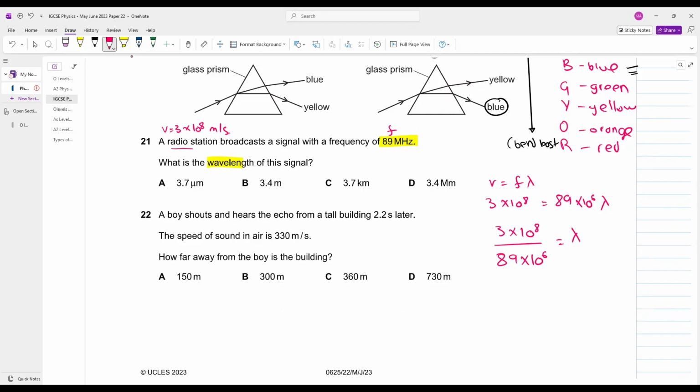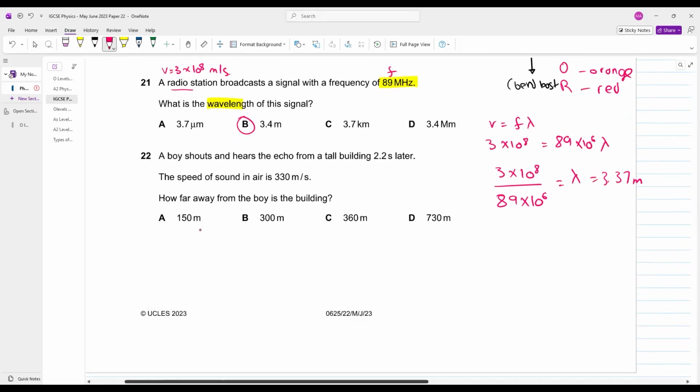Calculate the wavelength, child, what does it come to? 89 into 10 to the power 6. The wavelength comes out to be what? 3.37 meters. That is roughly 3.4 meters. The answer to 21 is B. Let's move ahead, beta.